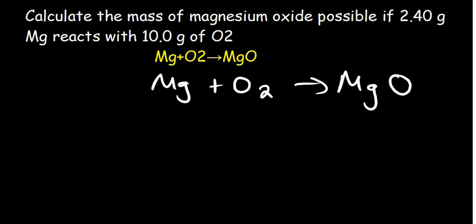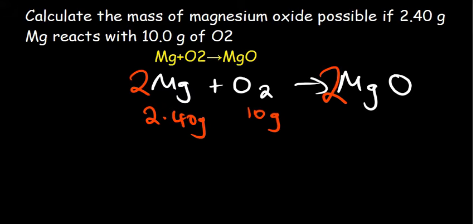We have 1 magnesium on the left, and 1 on the right as well. Oxygen, we have 1 on the left and 2 on the right. So we can put a 2 there to balance the oxygen atoms, and then we have to put a 2 again on the magnesium to balance the number of magnesium atoms, and now we've balanced the equation. We need to find the mass of magnesium oxide that is going to be produced in this reaction. We've been given oxygen as 10 grams and magnesium as 2.40 grams. If you've not done so yet, feel free to pause and try to find the mass.